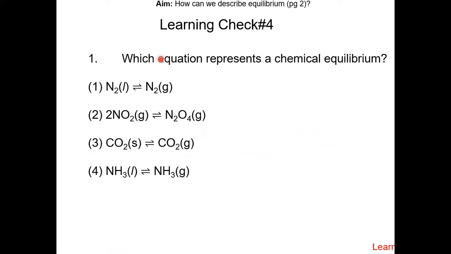Learning check number 4. Which equation represents chemical equilibrium? Pause the video and resume as completed. The answer is choice 2 because that's showing a chemical change.